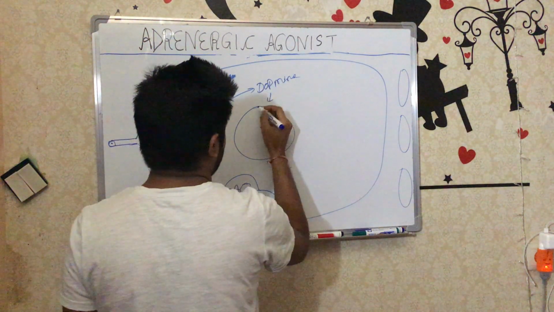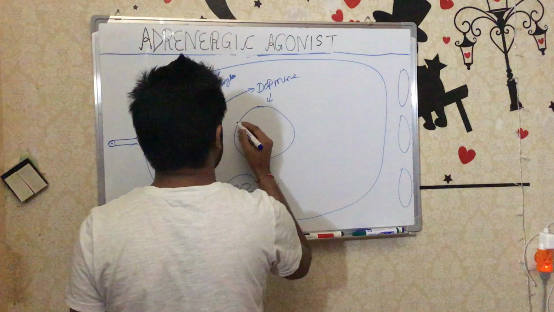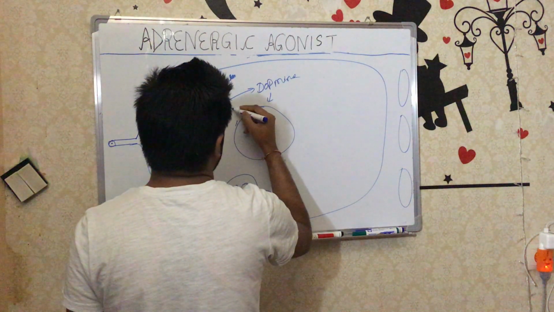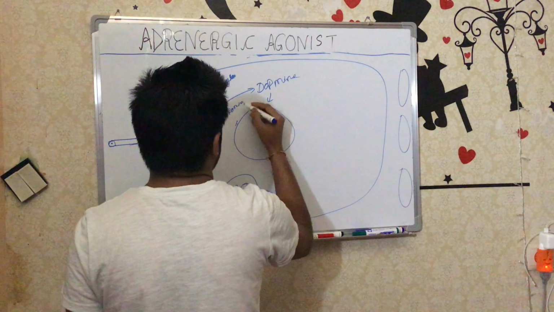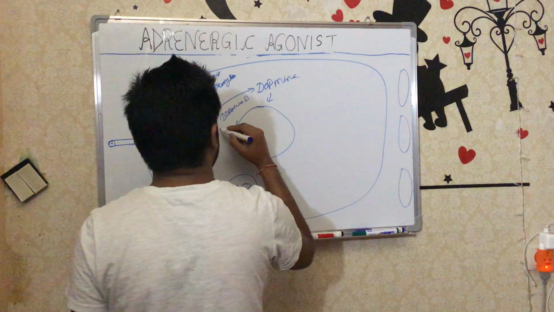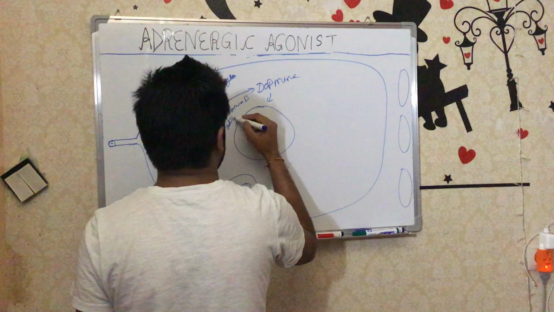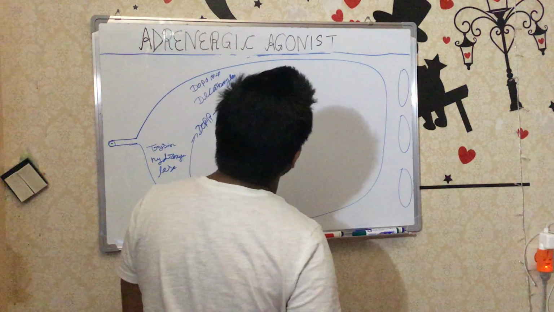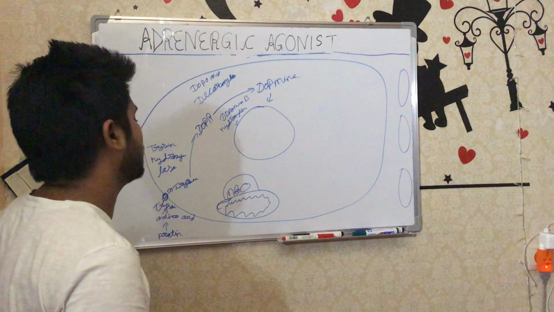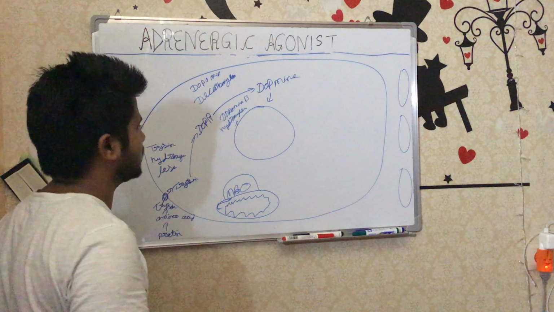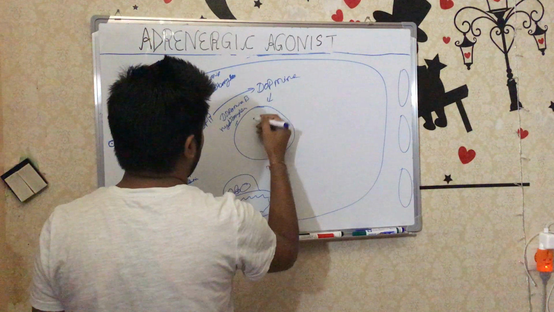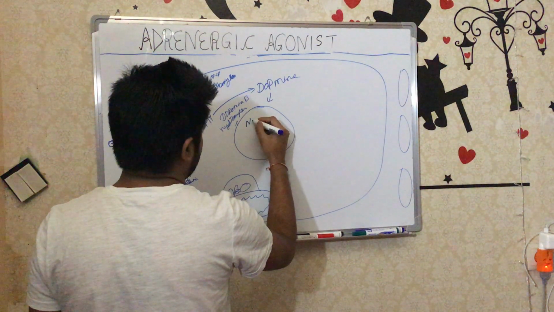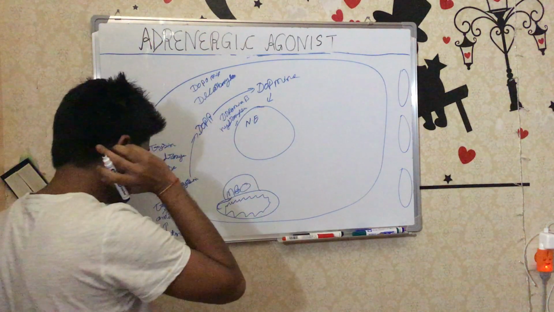But the neuronal vesicles have a special enzyme called dopamine beta hydroxylase, or you can say oxidase. Sometimes in some books it is written oxidase, but mostly hydroxylase. Dopamine beta hydroxylase. So by the help of this enzyme, dopamine will finally convert into norepinephrine.